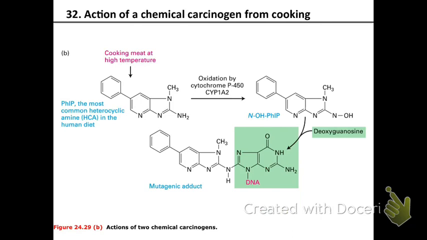Another one that is really unfortunate, because I like eating meat, is the charcoal that you will get from grilling, right, at high temperature. So you cook meat at high temperature, and that causes the release of another chemical that can go into your cells and turn into a bad mutagen and attach itself to the DNA. So there are lots to think about.